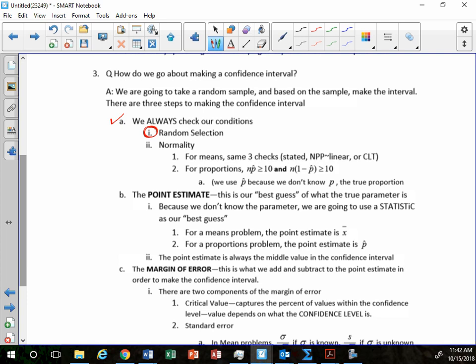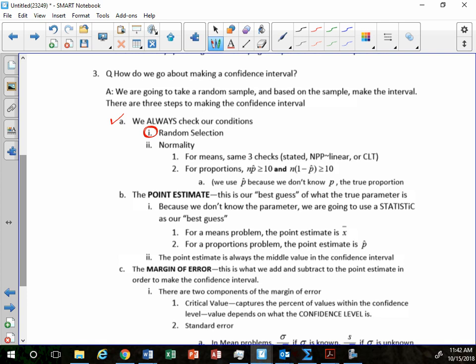If it's a proportions problem, now it's just n times p hat has to be greater than or equal to 10, and n times 1 minus p hat greater than or equal to 10, okay? So really none of this part is drastically new. The only thing that's changed, we're talking about p hat instead of p, because we don't know the truth from the population. We just have our sample to work with, and we're creating everything from that sample, okay? So we only have our statistics that we can work with.